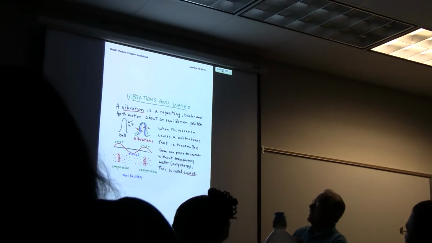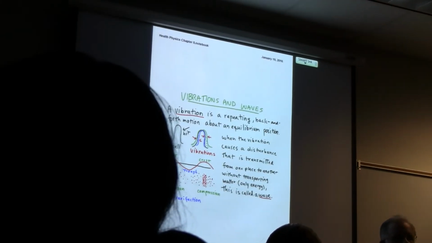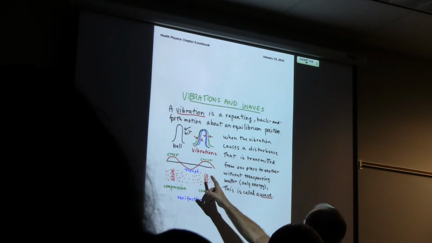Kind of vibration is what starts a wave. And the wave is actually the transfer of energy from one place to another. And there are two different ways that's done, two different kinds of waves.